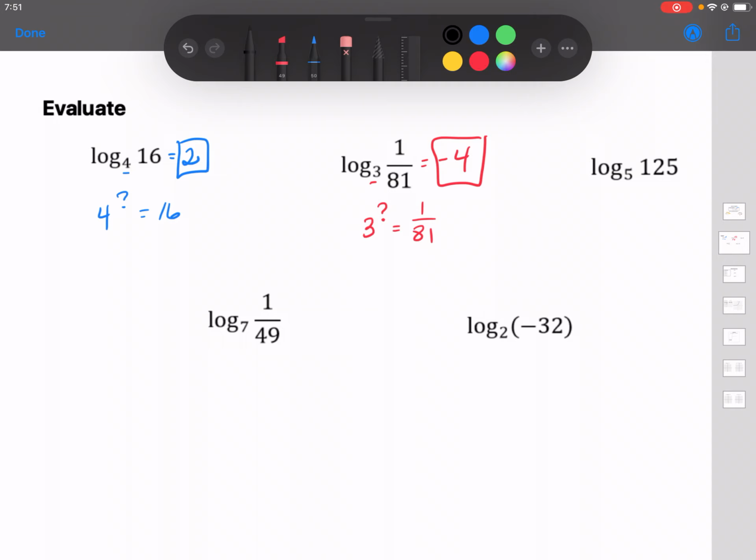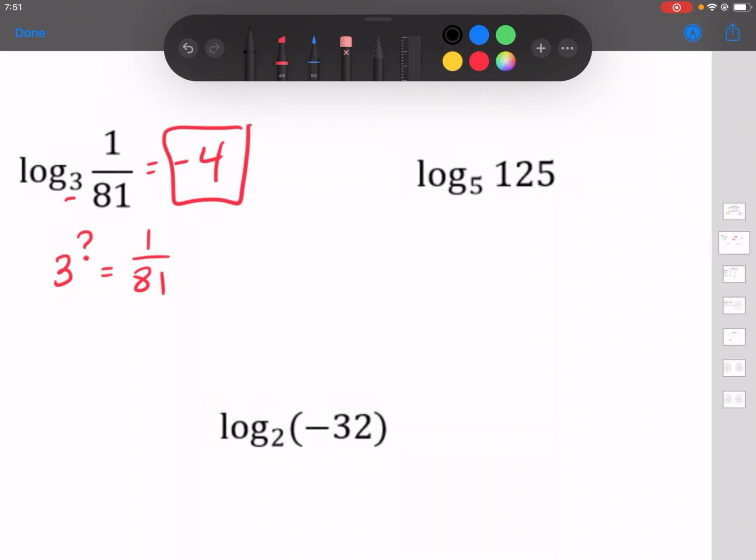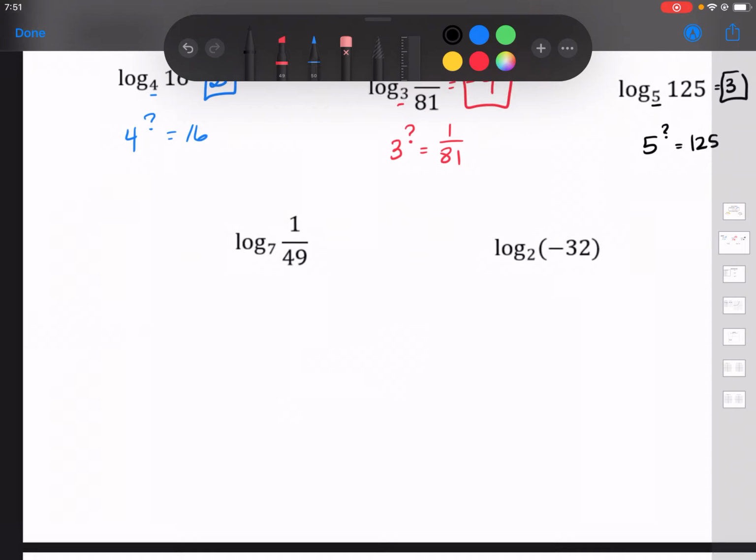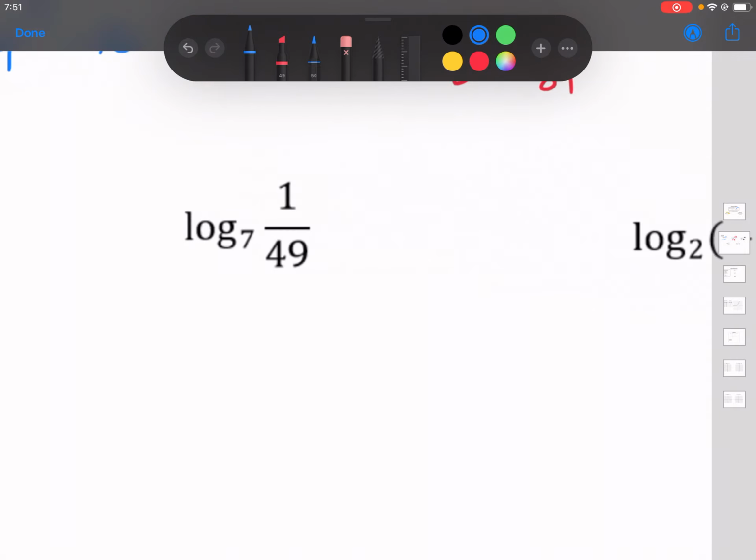Hopefully this is making sense. So for the next one, the base is 5. So 5 to what power gives me 125? Well, 5 squared is 25. So 5 to the 3rd would give me 125. The next one, you're asking yourself 7 to what power is equal to 1 over 49? Well, once again, fractions tell us it's a negative number, and 7 squared is 49, so it'd be negative 2.